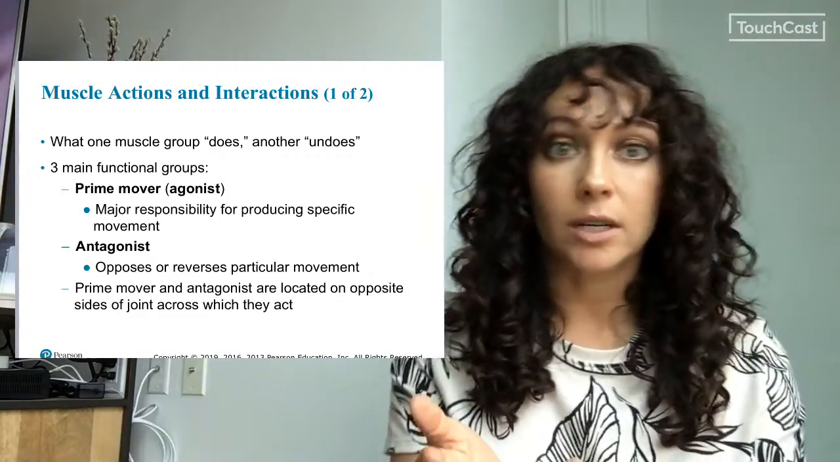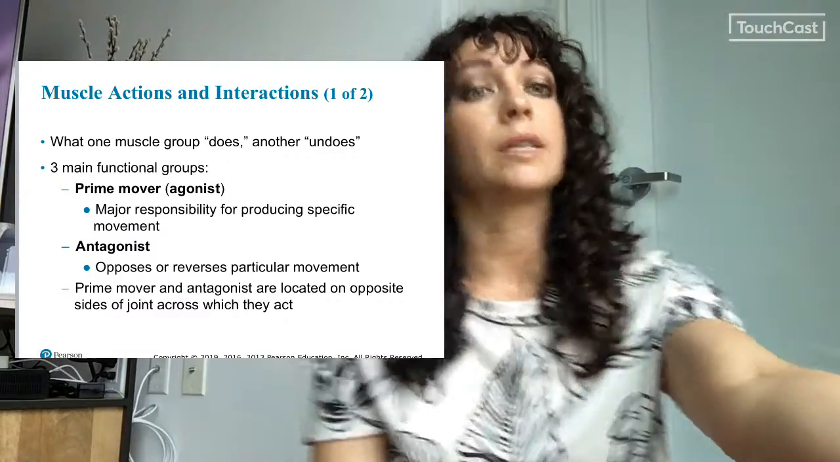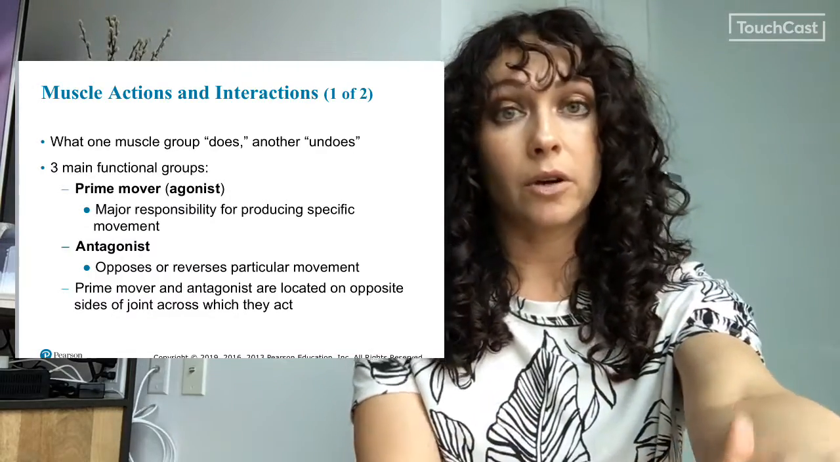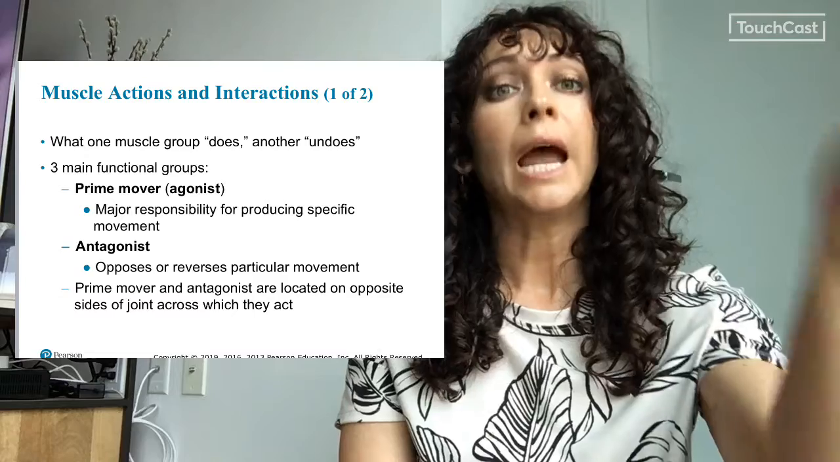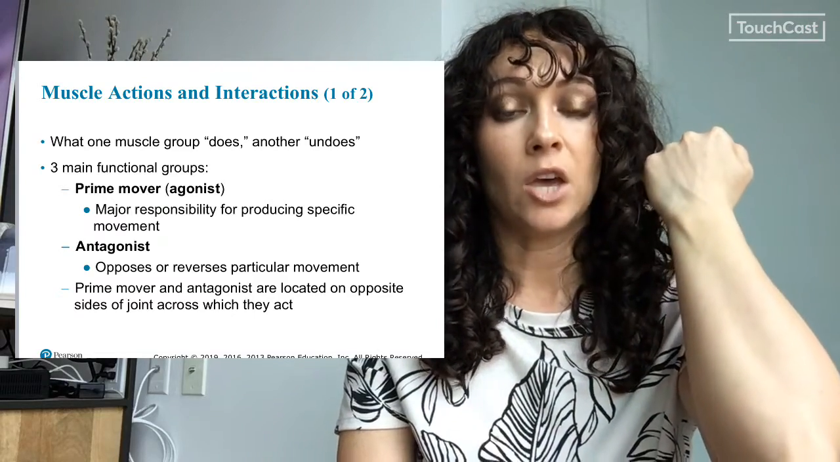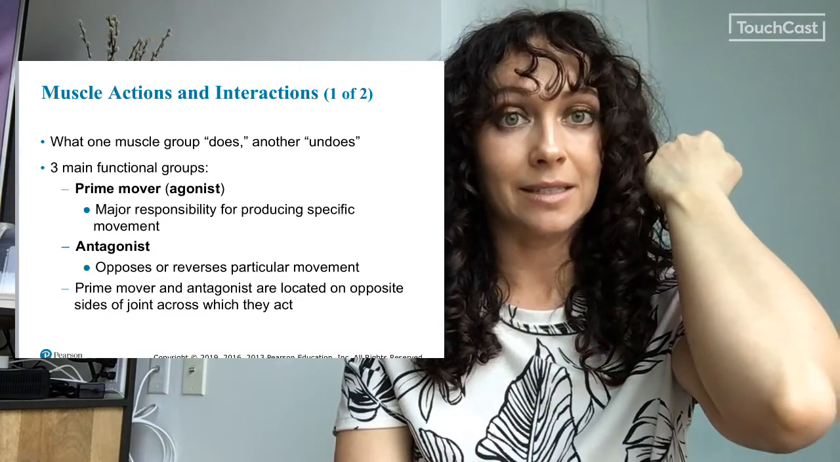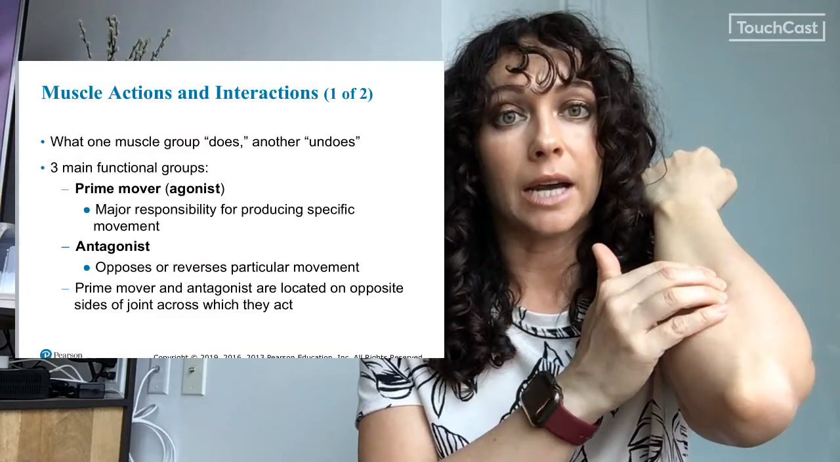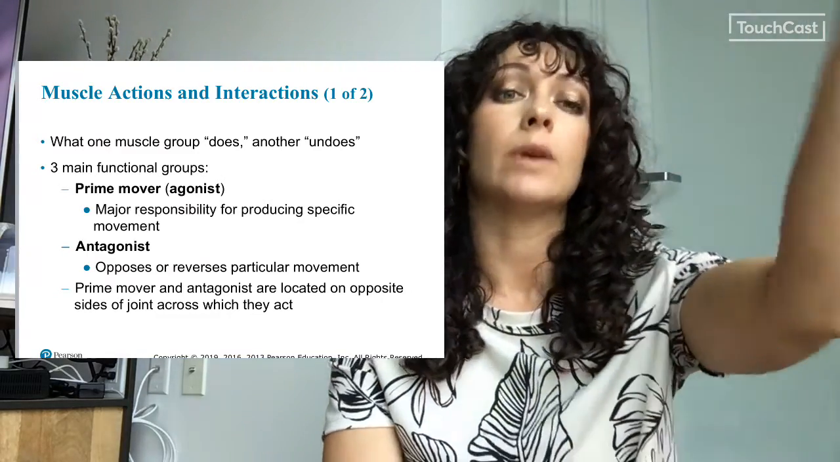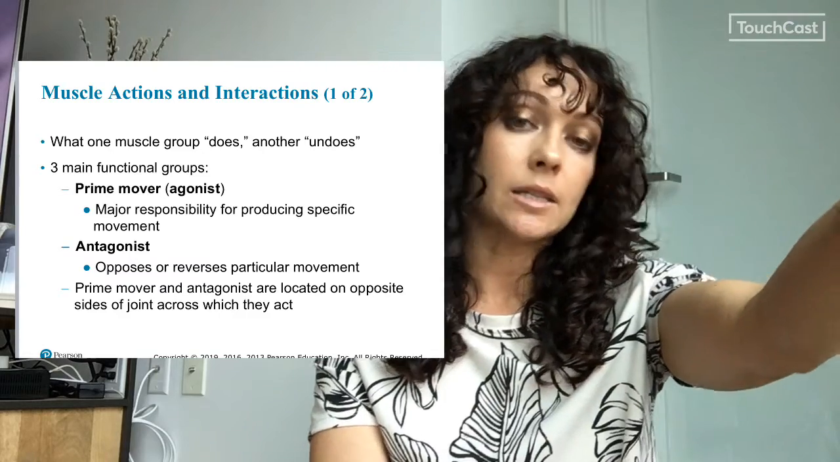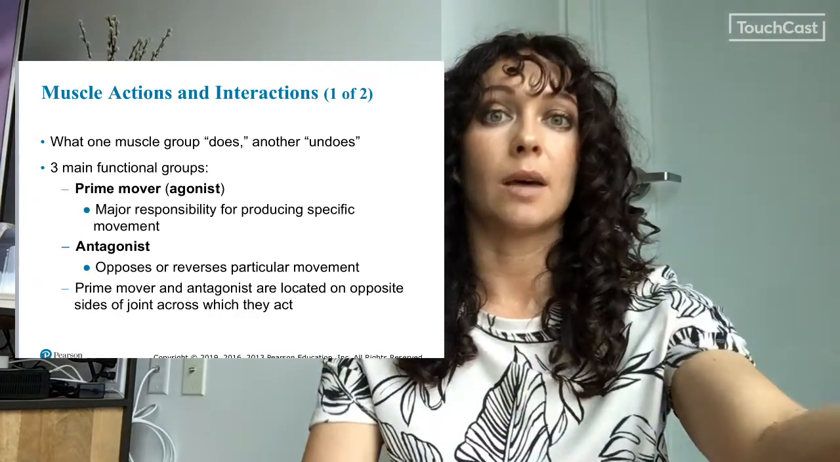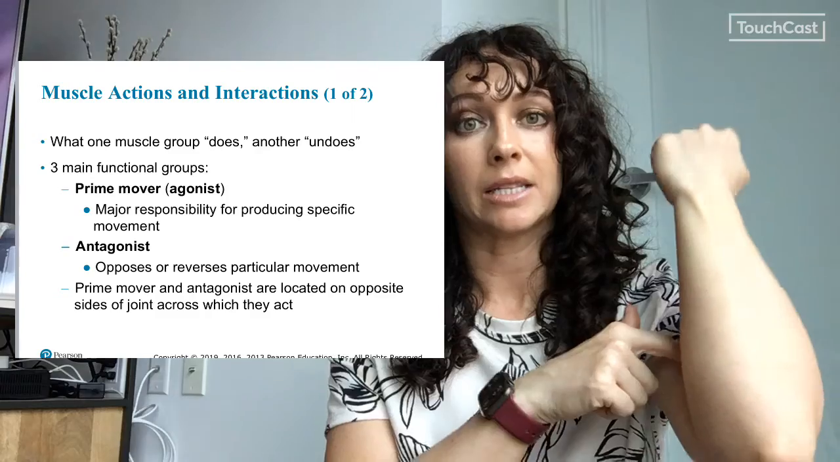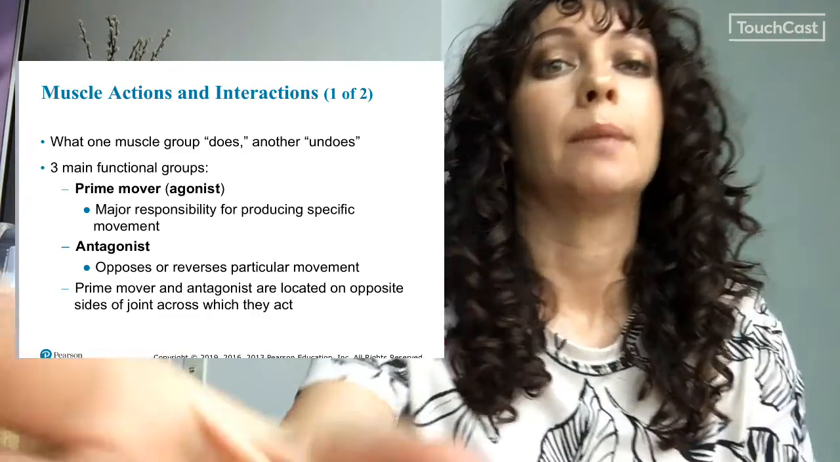So if we take my favorite example, the bicep muscle. Our bicep muscle crosses the anterior side of our elbow joint and it makes elbow flexion. So its antagonist is going to be on the opposite side. It's going to be on the posterior side, and it is going to do elbow extension. So in this case, the antagonist is going to be our tricep muscle. So agonist, bicep, antagonist, tricep.